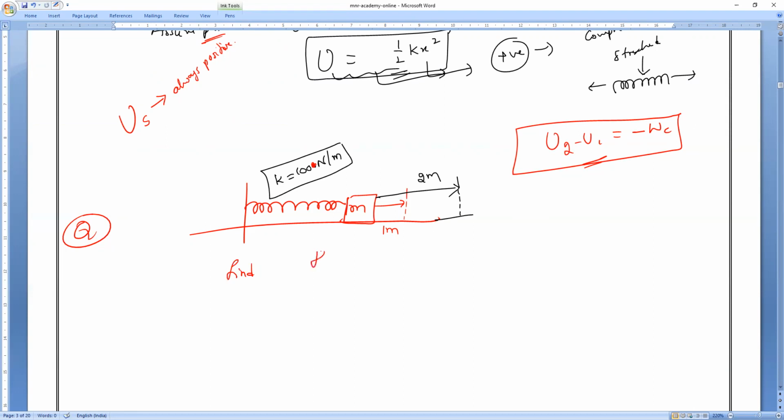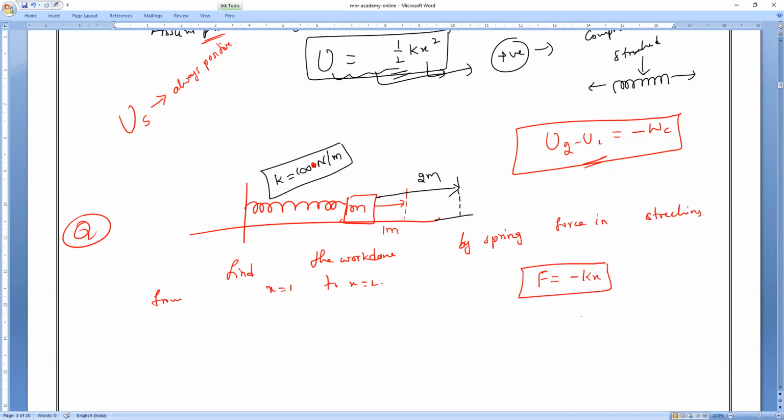The question is, find the work done by spring force in stretching from x equals 1 to x equals 2. So can anybody suggest the way to solve? I'll give the clue. F is equal to minus kx. We have limits also. So to find it, what formula can we use?